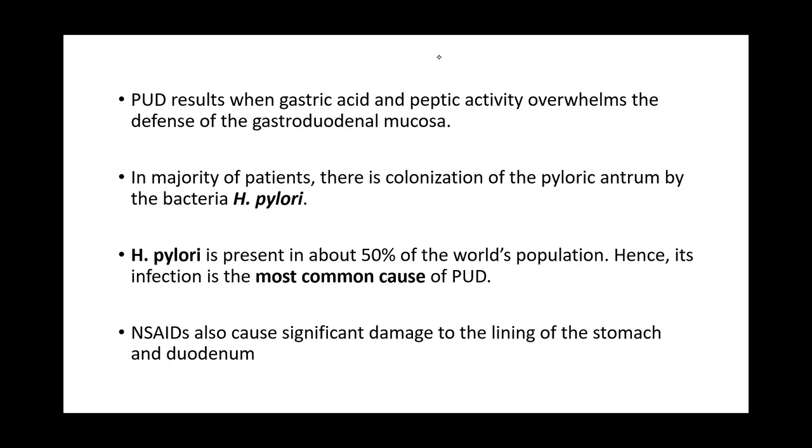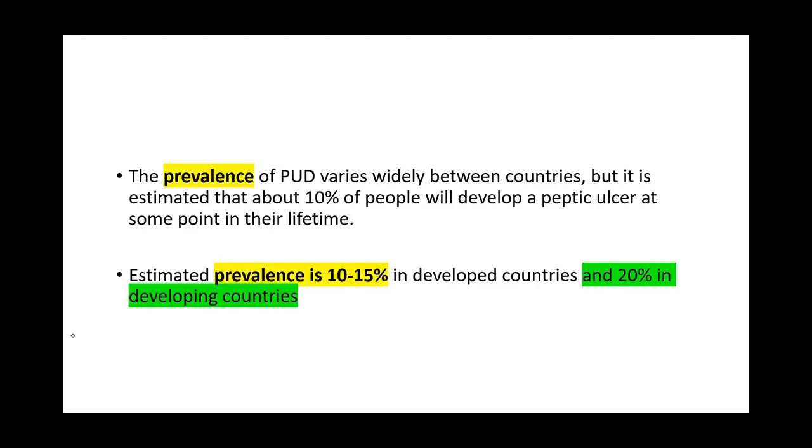Non-steroidal anti-inflammatory drugs also cause significant damage to the lining of the stomach and the duodenum. Now, regarding the prevalence of PUD, it varies widely between countries, but it's estimated that about 10% of people will develop peptic ulcer at some point in their lifetime. And the estimated prevalence is 10 to 15% in developed countries and 20% in developing countries.